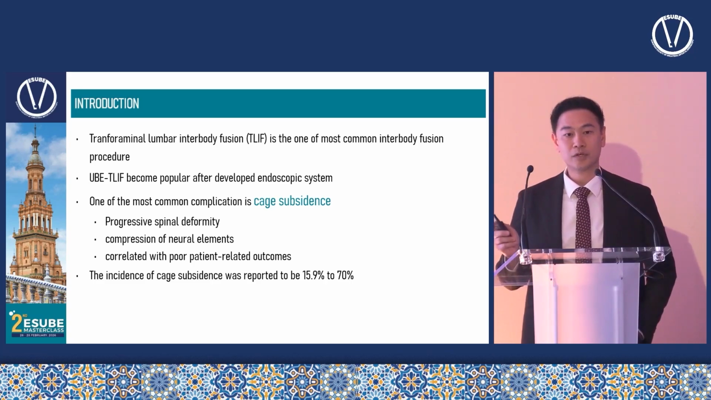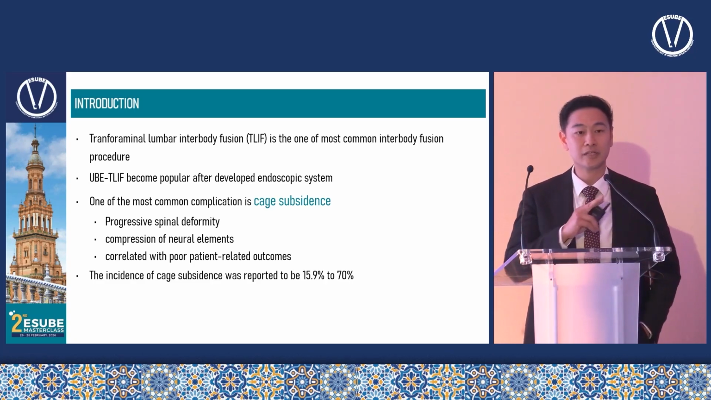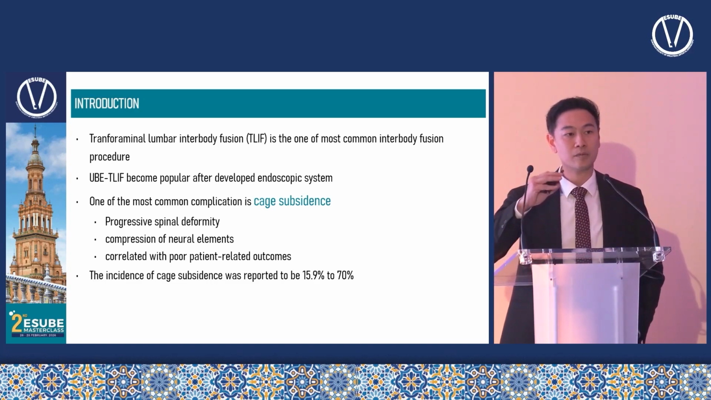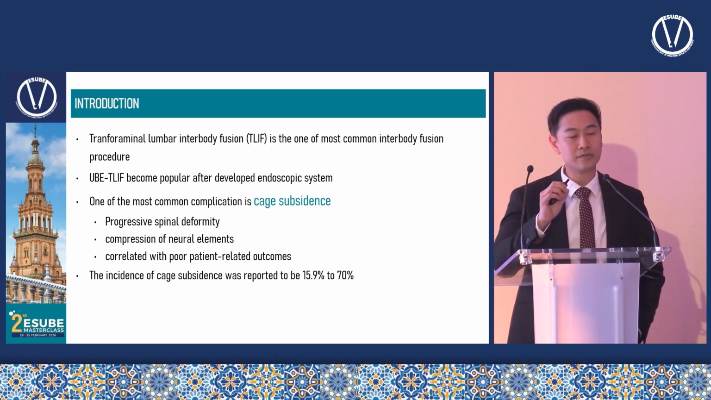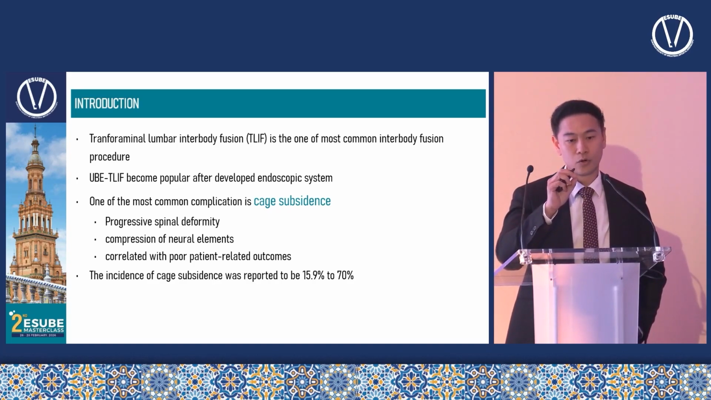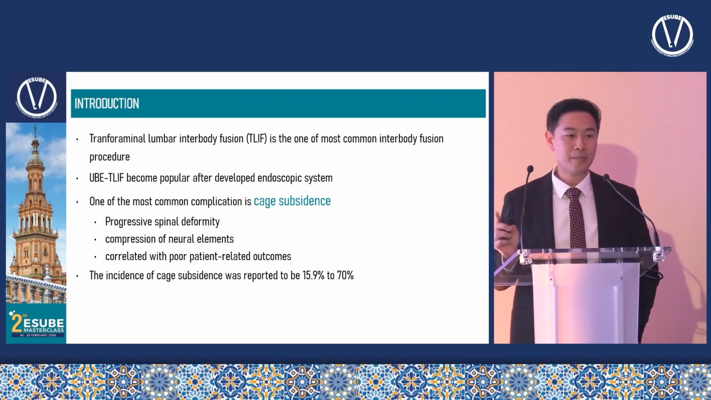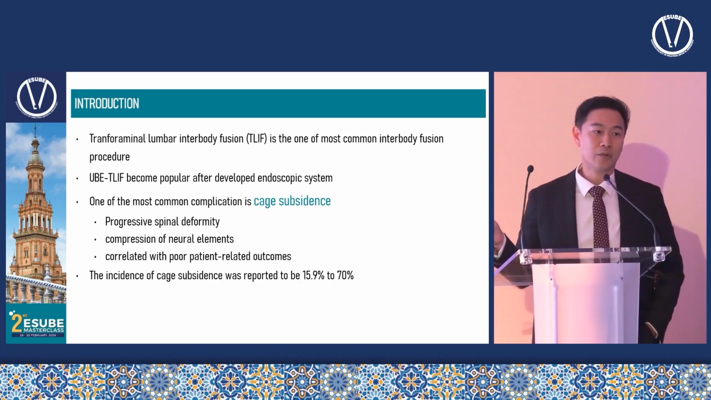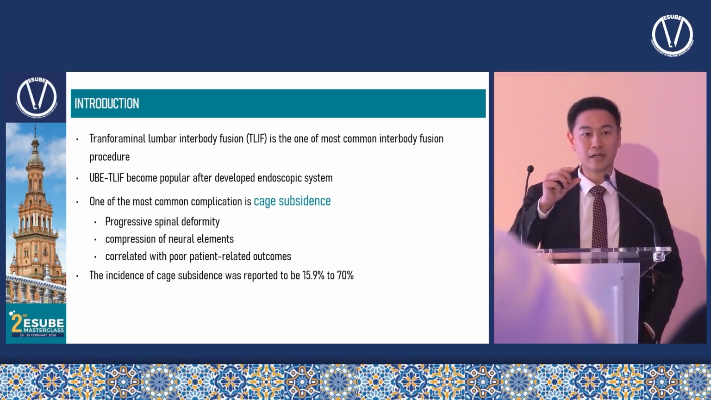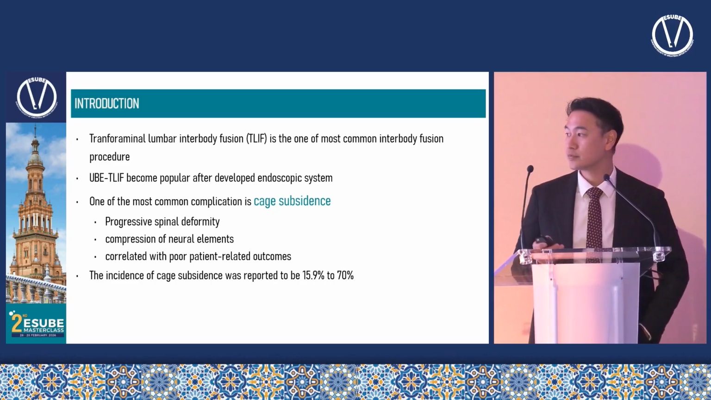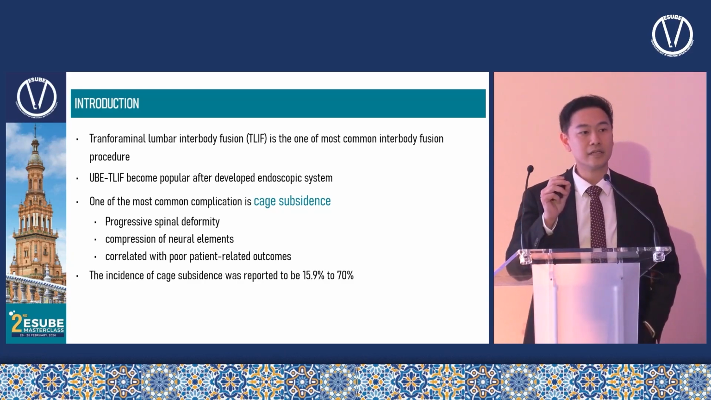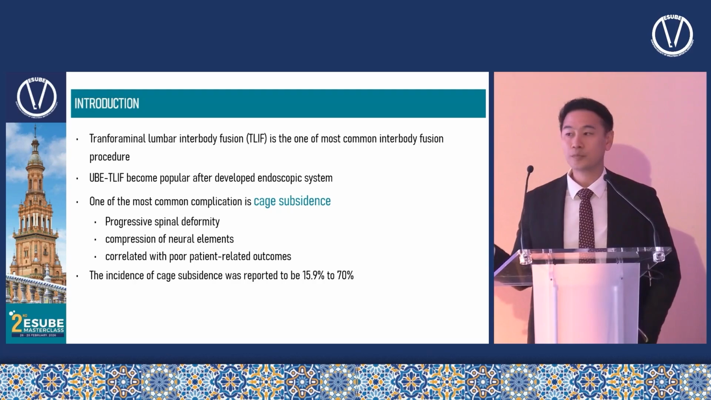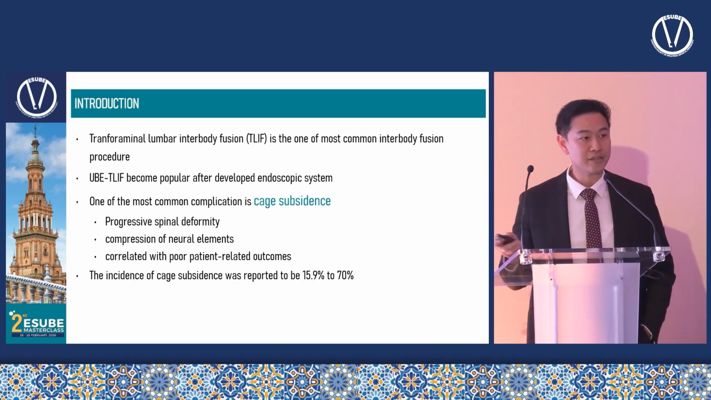One of the most common complications of interbody fusion is subsidence. Especially in multiple-level interbody fusion, we aim for correction of the deformity. If there is subsidence, the deformity may recur. And in the foraminal area, you see this collapse; the foramen may restenose. Some cases of subsidence have pseudarthrosis. All of this leads to poor patient-related outcomes.